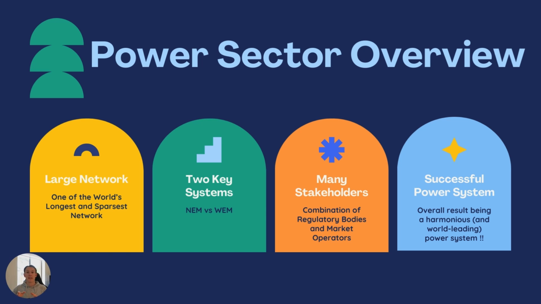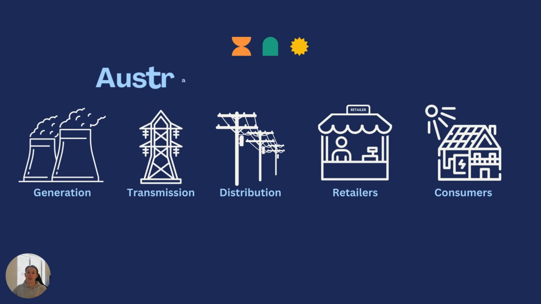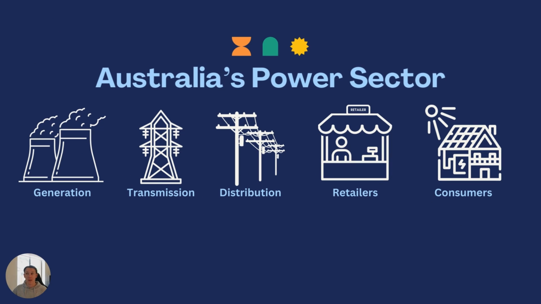So now we've got a good understanding of the overview of Australia's power sector. We're going to do more of a drill down into the specific functional areas, which are, as you can see here, generation, transmission, distribution, the retailers and consumers. I aim to upload one of these videos a week going forward, so by the end of the next 6 weeks, you'll have this entire series to watch through.